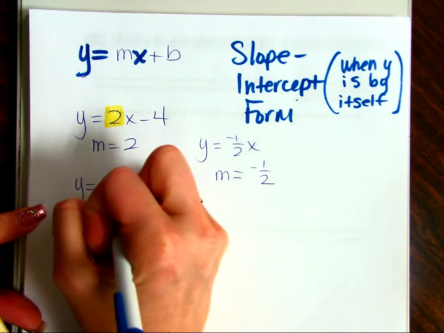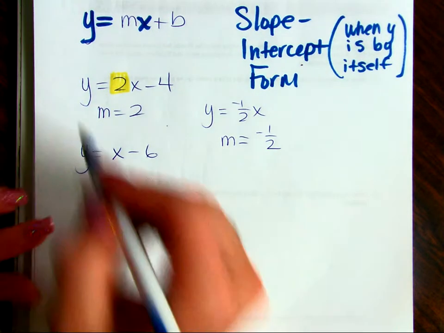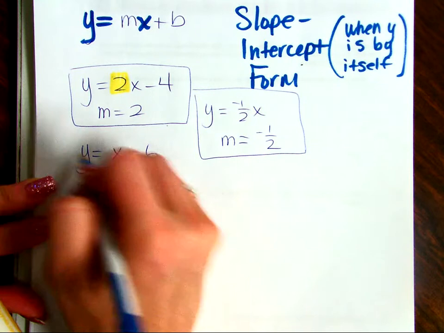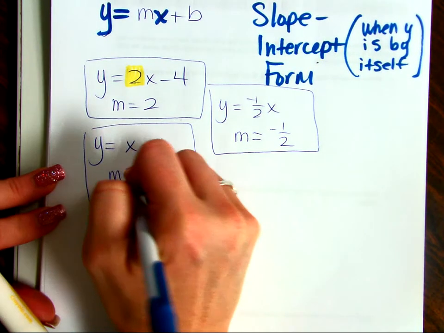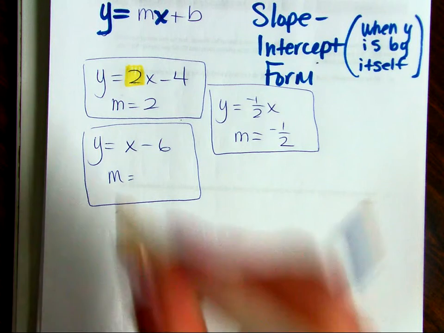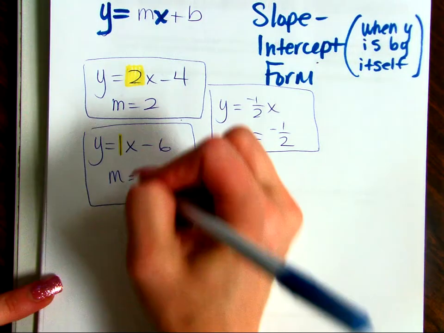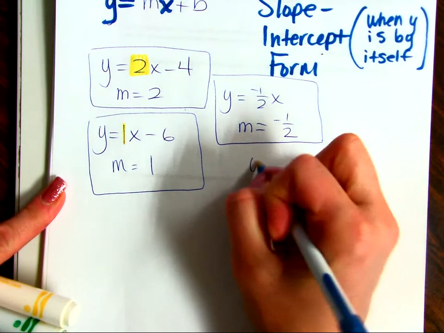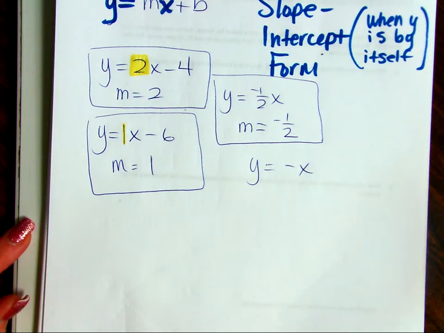y equals x minus 6. So what would your slope be for this one? m would equal what? You don't see anything, but you've been taught to remember that when there's nothing there in front of the x, the coefficient is really 1. So wouldn't you tell me the slope for that is 1? If that's the case, then what would you tell me the slope is for this equation? -1, right?